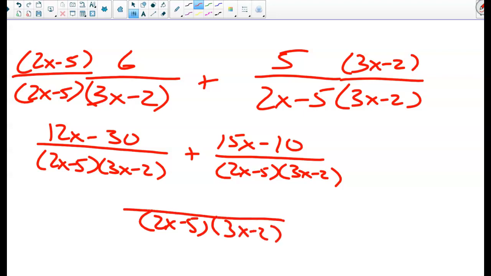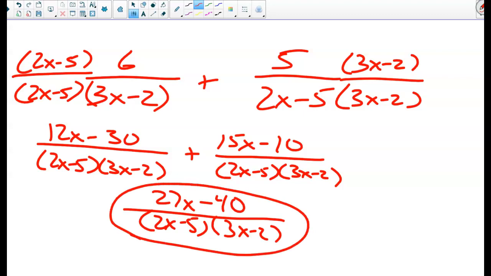Okay? And I combine 12x and 15x is 27x. Negative 30 and negative 10 is negative 40. And this would be my answer. So that should be your answer in terms of adding two fractions with an unlike denominator.